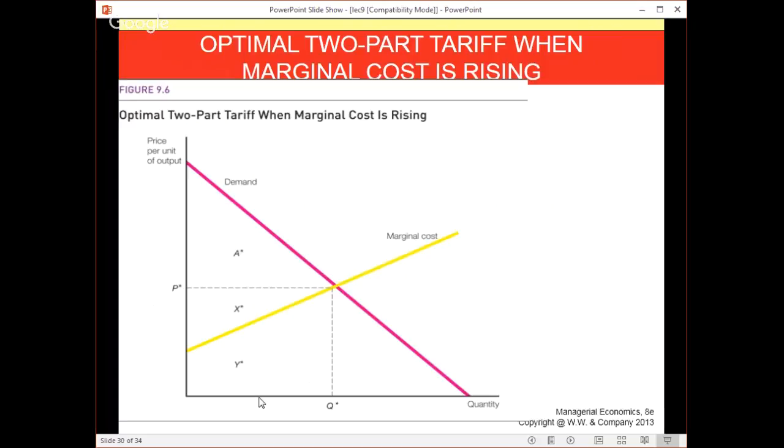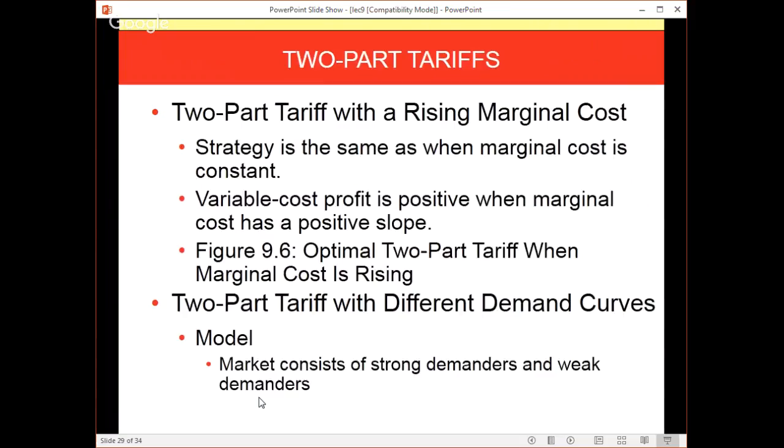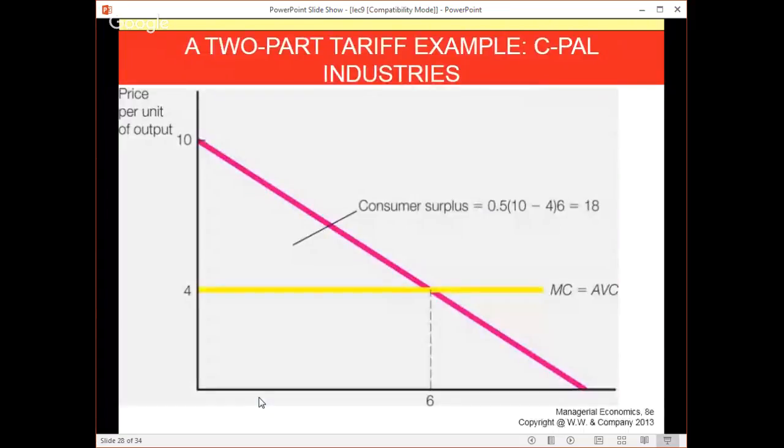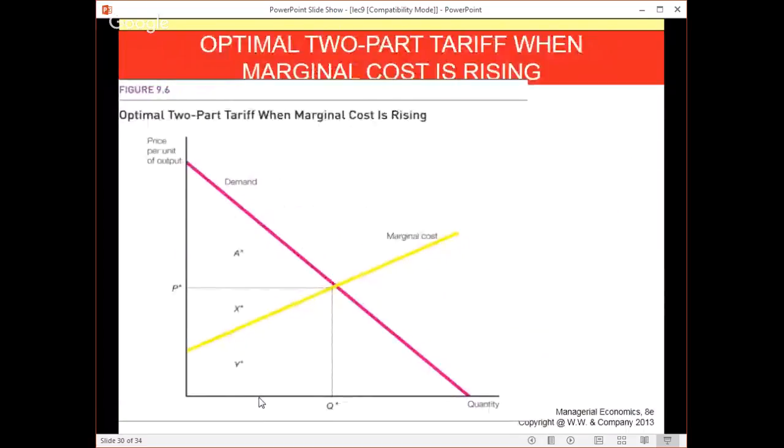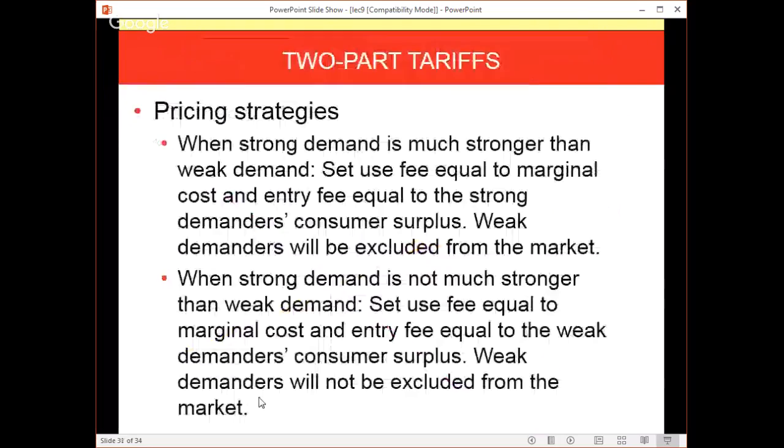Can you see the difference between that curve, where we have constant marginal cost, and this one where we have increasing marginal cost? The result's exactly the same, right? I charge a per use fee of P star and a membership fee or a cover charge of A star. Questions? Okay.